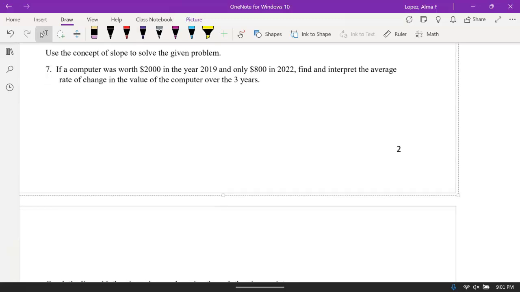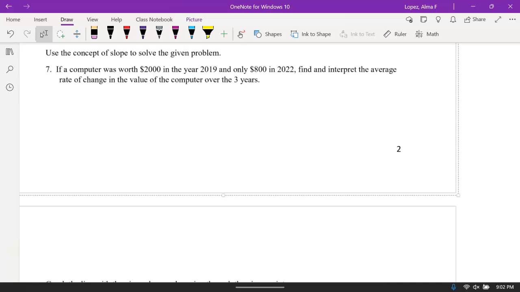All right, the concept of slope to solve a given problem. If a computer was worth $2,000 in 2019 and only $800 in 2022, find and interpret the average rate of change in the value of the computer over the 3 years.